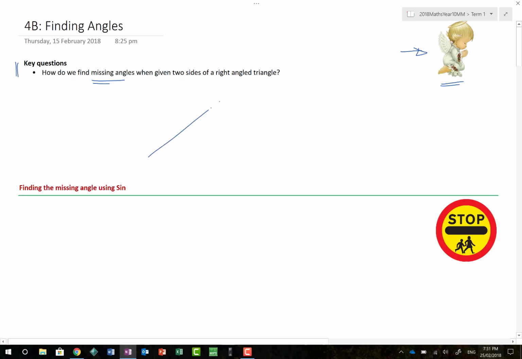Well, as a quick recap, here is my right angle triangle. There is, let's say, my reference angle. And knowing my reference angle, I can list my opposite, my adjacent, and my hypotenuse. Now remember, hypotenuse is the longest side, and the opposite is the one that is opposite the angle.